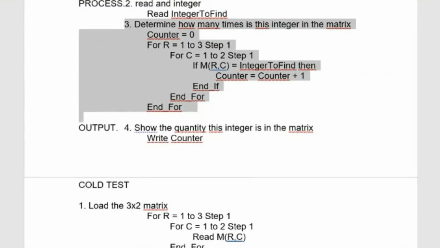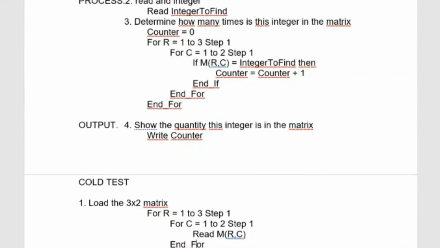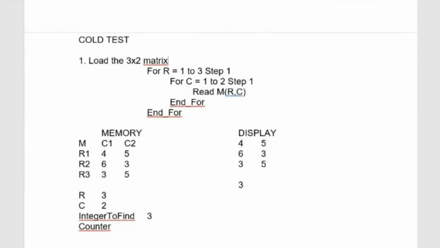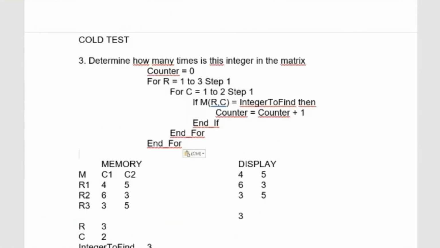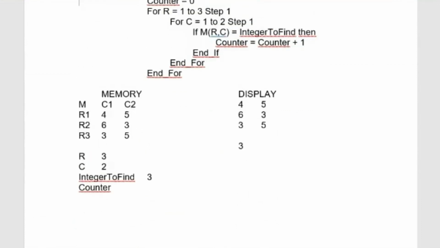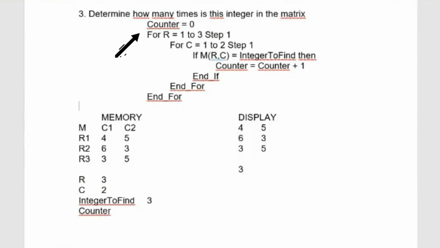I'm going to copy because I'm sure you will understand this concept very easily. So let's see here. Okay, number 3. Now let's see. Counter, this is a variable, begins in 0. Right? Now, R begins in 1, C begins in 1.